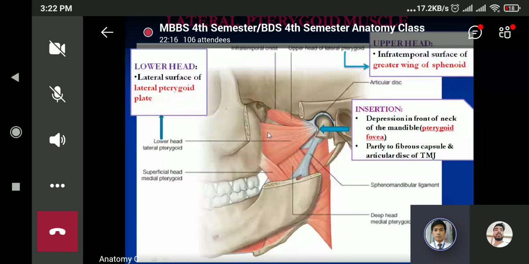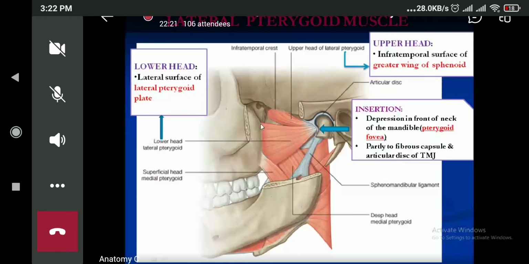See, this one is the origin, this one is the insertion. From insertion to origin, the fibers will come like this. But see what will happen to the mandible? Will this mandible come anteriorly or will it move posteriorly?